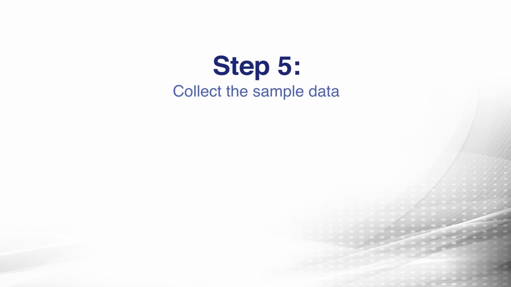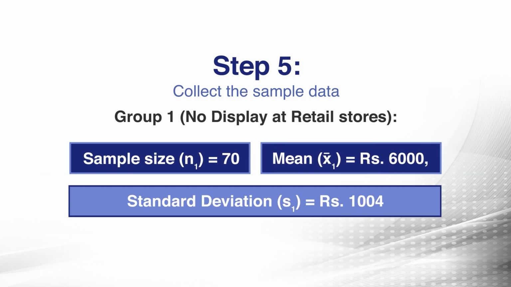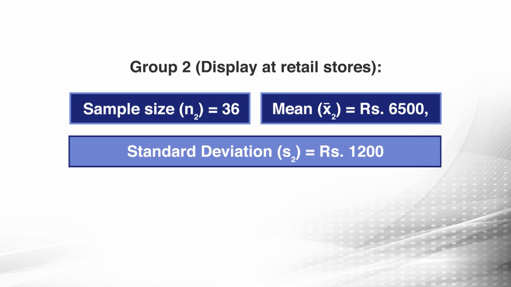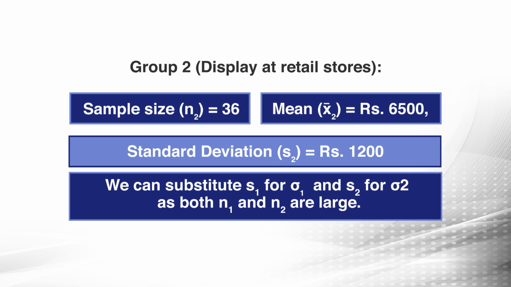Step 5 is to collect data, which is already provided in the given situation. Sample size is 70 for group 1, the mean is 6000, standard deviation is rupees 1004 for group 1, and for group 2 the sample size is 36, mean x2 bar is 6500, and standard deviation sigma 2 is 1200. We can substitute the sample variance S1 for sigma 1 population variance and S2 for sigma 2, as both the n1 and n2 sample sizes are larger than 30.